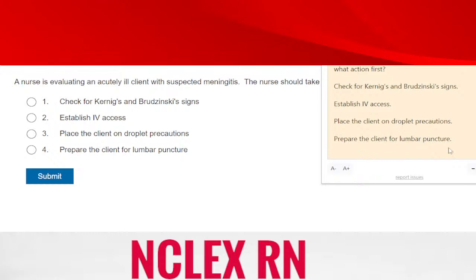A nurse is evaluating an acutely ill client with suspected meningitis. The nurse should take what action first? Check for Kernig's and Brudzinski's signs. Establish IV access. Place the client on droplet precautions. Prepare the client for lumbar puncture.